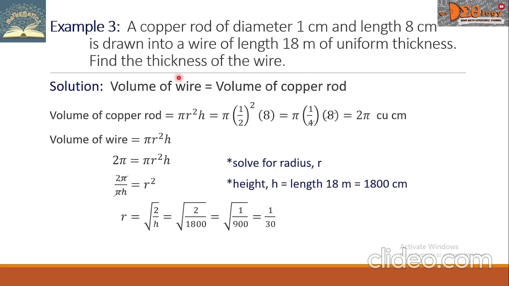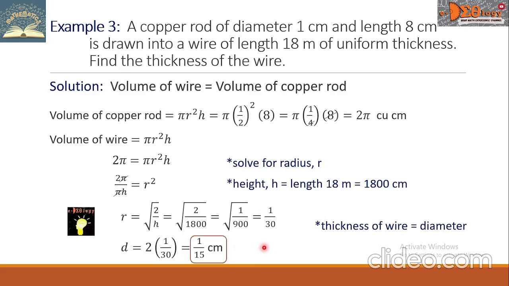The problem requires the thickness of the wire. In that case, it refers to the diameter of the wire. We have the radius computed as 1 over 30. That means we multiply this by 2 to get diameter. So 2 times 1 over 30, that will be 1 over 15 centimeter. This is the thickness of the wire.